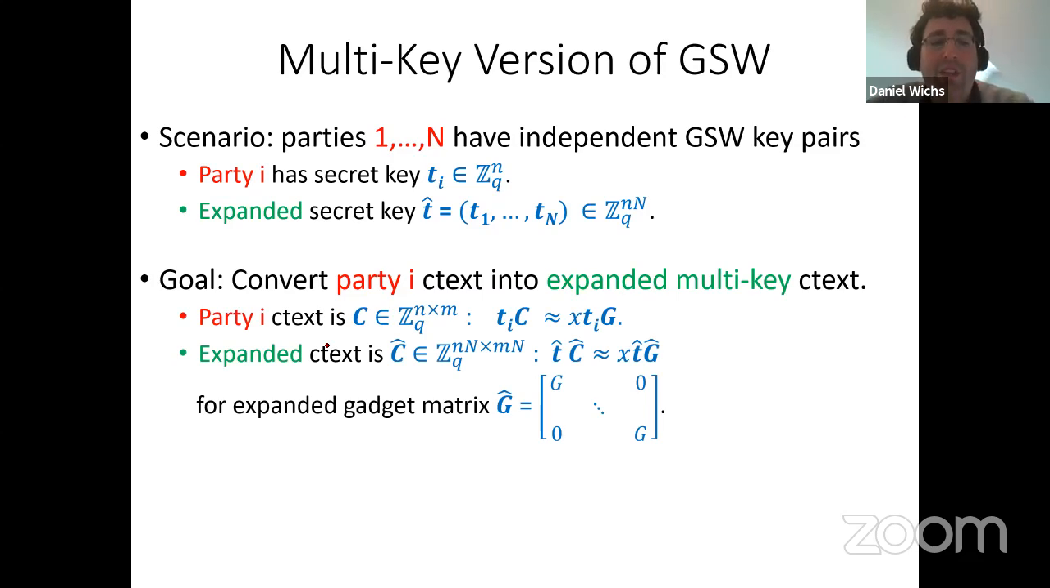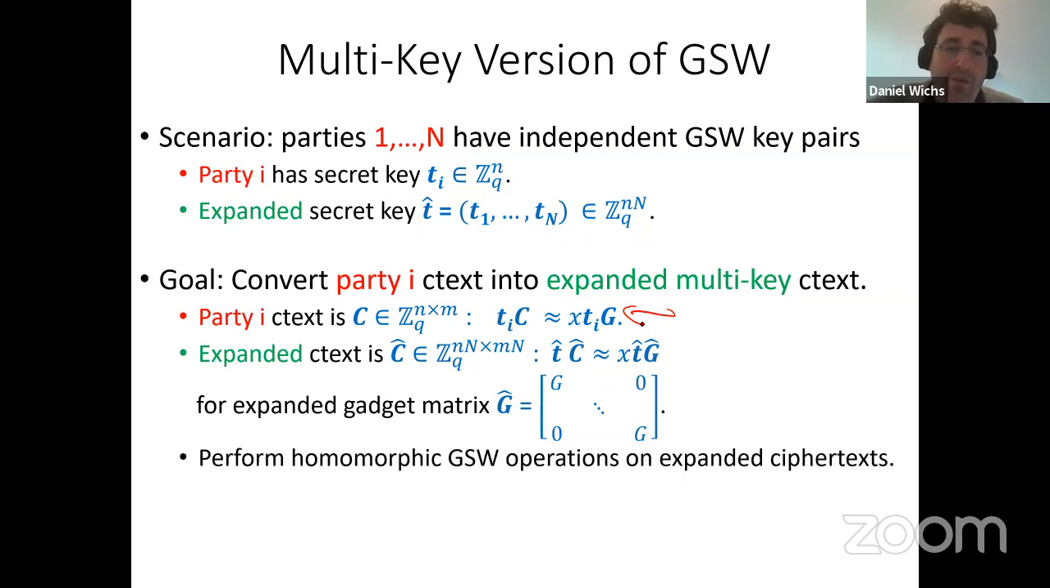So what I want is to take some ciphertext C that is a good encryption of X under the secret key of party i, so it satisfies this property, and convert it into an expanded ciphertext, which is a good encryption of the same bit X under the expanded secret key T hat. And everything here grows, so the gadget matrix G will also grow. We're going to get this expanded gadget matrix, but it turns out the expanded gadget matrix has the same properties as the basic gadget matrix, so this is okay.